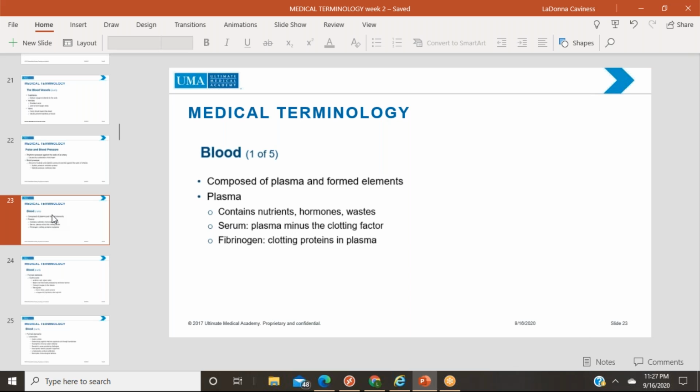Blood is composed of plasma and formed elements. Plasma contains nutrients, hormones, and waste. Serum is plasma minus the clotting factor, fibrinogen, the clotting proteins in plasma.